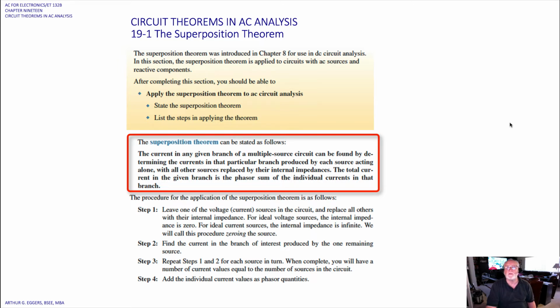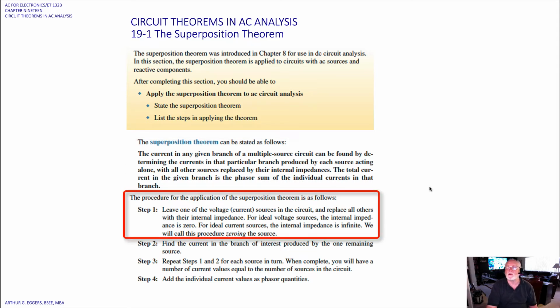So just like we've seen before, we're going to turn our sources on and off. We're going to analyze the circuit based on those open circuit and short circuit applications. With all other sources replaced by internal impedances, the total current in a given branch then is the phasor sum of the individual currents in that branch. So just like we did before, it's a very methodical process.